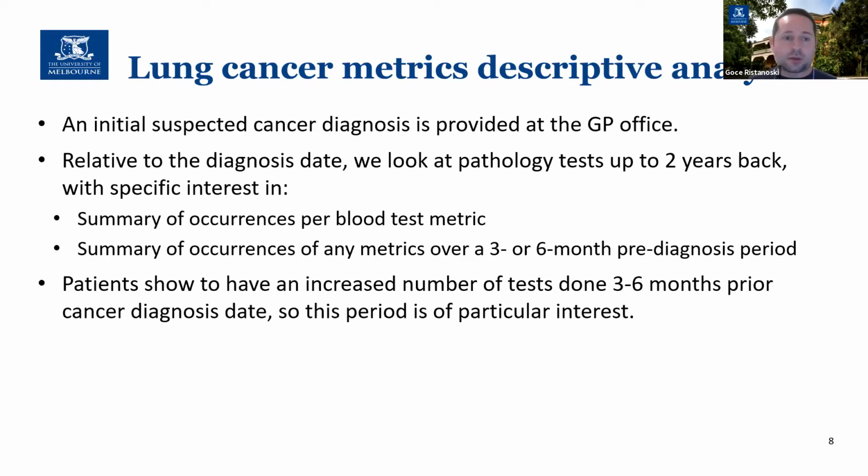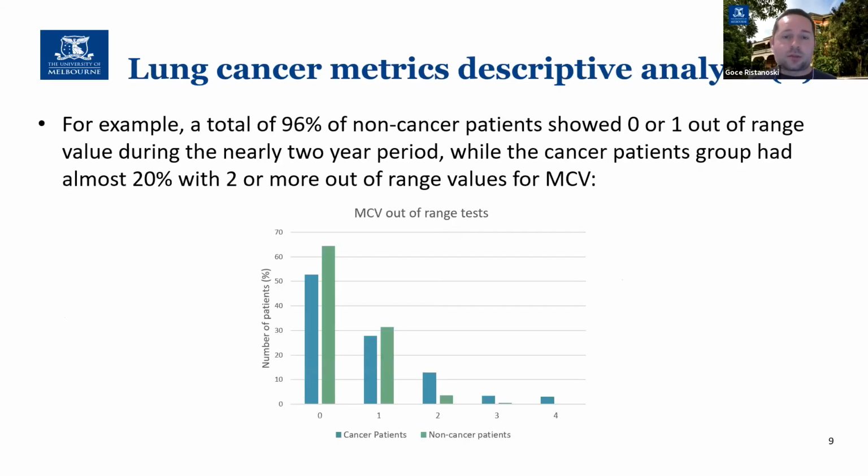And what we are looking at, relative to this suspected diagnosis date, is the pathology tests of up to 2 years in advance. In particular, we were trying to see if the metrics listed earlier have been occurring and how often they've been occurring, as well as grouping them in 3 or 6 month periods just to see how they progress over time. Patients have been shown to have an increased number of visits as well as number of pathology tests and out of range values for these metrics in the period just before the initial cancer diagnosis date.